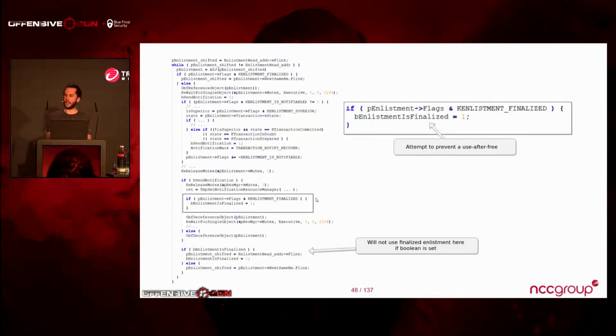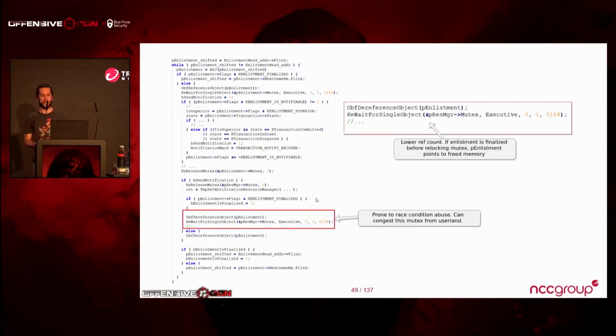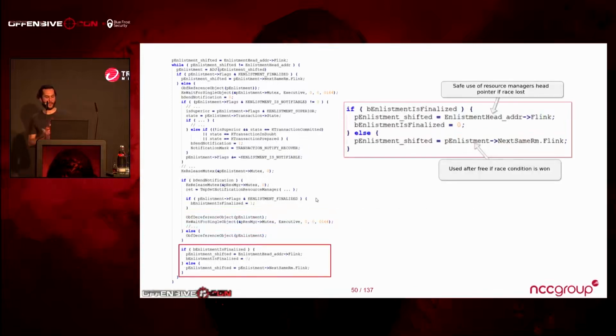They are exactly trying to prevent the use after free. But the code that is just after is prone to a race condition, because it's possible to congest the mutex and make it so that the actual free of the object happens while we are congested here, after the check of the finalized flag has been done. And so even though we fail to detect that it was finalized in between, we are then going to access a flink pointer that is part of a freed object.